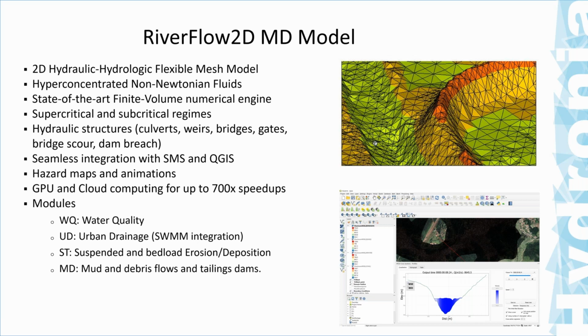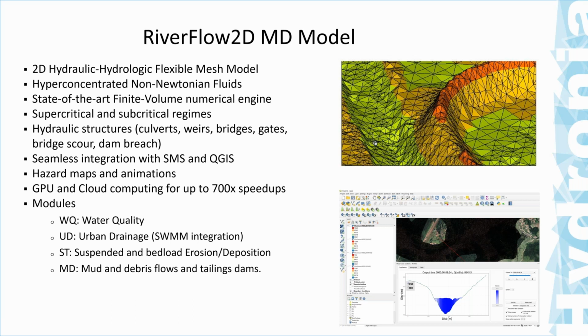So I've been developing and distributing the RiverFlow2D model for a number of years, and particularly the MD module, the modern debris flow module, has been used to assess tailing dam breaks. And this is a two-dimensional hydraulic and hydrological flexible mesh model. I stress the flexible mesh here because in nature, it's very rare to find regularity.